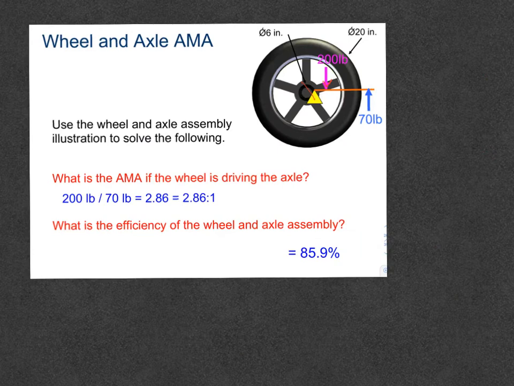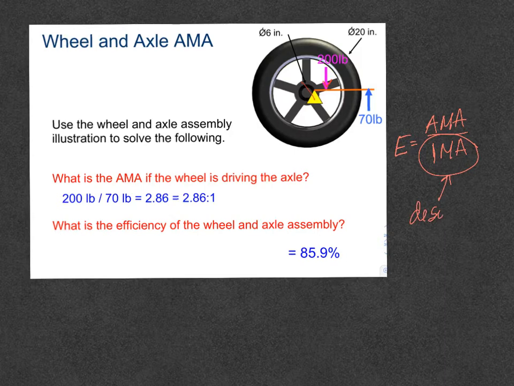Another example here, but in this case they are introducing efficiency. How you're going to calculate efficiency is the actual mechanical advantage over the ideal mechanical advantage. What happened with the ideal mechanical advantage? This is the one that you're going to use to design, the ideal situation.